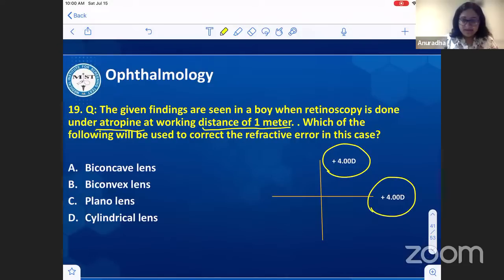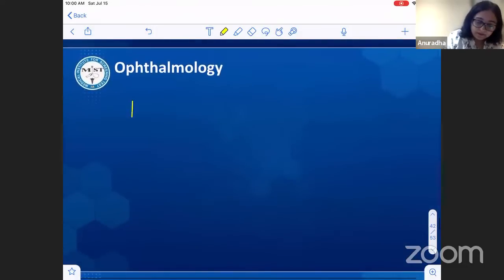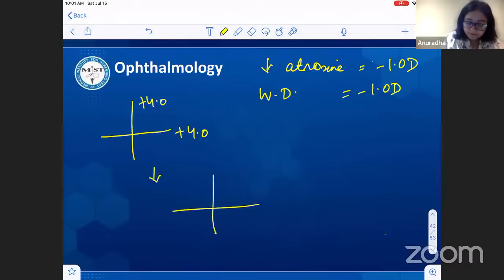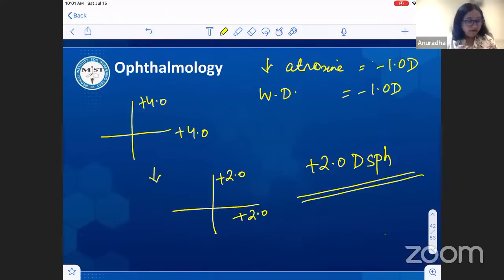So first of all, let's see what is the glass prescription here. So what is the glass prescription here, beta? Plus 4. So under atropine, you will subtract 1 diopter of the cycloplegia. So -1 diopter. At working distance of 1 meter, again, you subtract 1 diopter. So what is the corrected crosshair now? Plus 2, right? So at both meridians, +2 is there. So +2 diopter spherical will be given. There is no cylindrical error. So what is the refractive error here? Hypermetropia. Very good. Okay. Hypermetropia is the refractive error, +2 diopter.